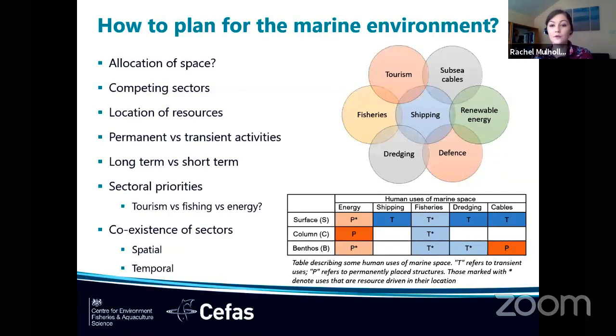Some sectors can coexist, such as those that are transient or do not sterilize a resource, whereas others are not compatible with each other. This coexistence could be spatial, where sectors can operate together using the same space at the same time, or temporal, where sectors can use the same space, but at different times from each other. You also have to consider which species and habitats are of particular importance, where they are within the marine area, and which activities they are sensitive to. All of these things have to be taken into consideration when planning for marine space.